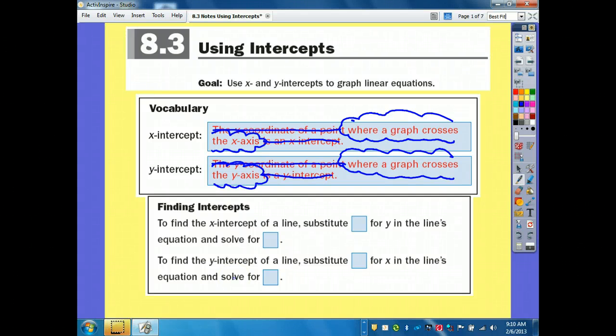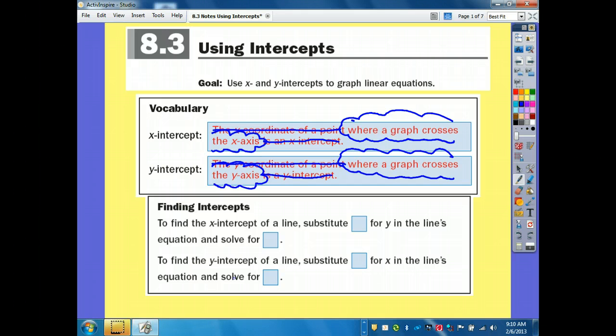Alright, today we're doing 8.3 using intercepts. Like we just talked about, we've been doing intercepts, talking about the x-intercept and the y-intercept all week. And I've been asking you, where does it cross the x? Where does it cross the y? That's exactly what we're talking about today. But now today I'm going to show you another way to graph these without doing t-charts.